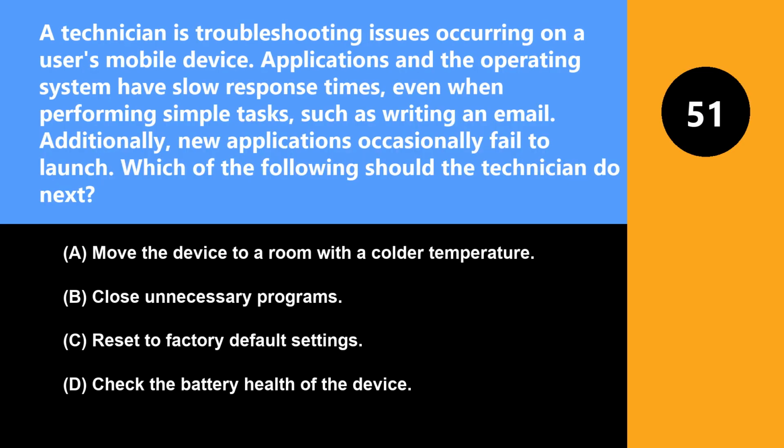Question 51. A technician is troubleshooting issues occurring on a user's mobile device. Applications and the operating system have slow response times, even when performing simple tasks, such as writing an email. Additionally, new applications occasionally fail to launch. Which of the following should the technician do next? Option A, move the device to a room with a colder temperature. Option B, close unnecessary programs. Option C, reset to factory default settings. Option D, check the battery health of the device. The correct answer is option D, check the battery health of the device.